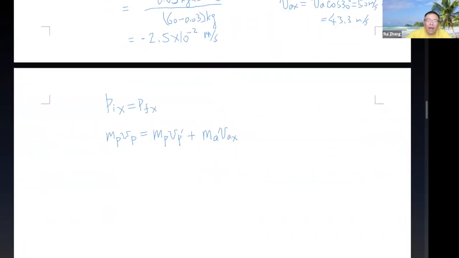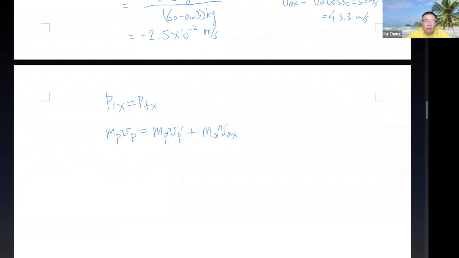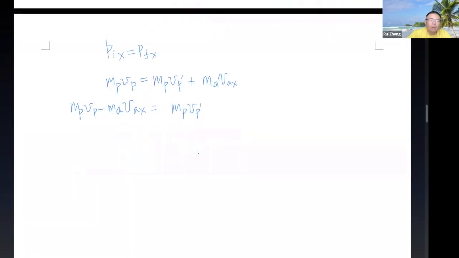So only the VX is the part of the X component momentum. So we got this. Now, again, we want to solve for VP prime, right? So I will just move this term to the left. You have MP VP minus MA VAX equals MP VP prime. So VP prime equals this whole combination minus MAVAX divided by MP, okay? Now you're plugging numbers here, okay?